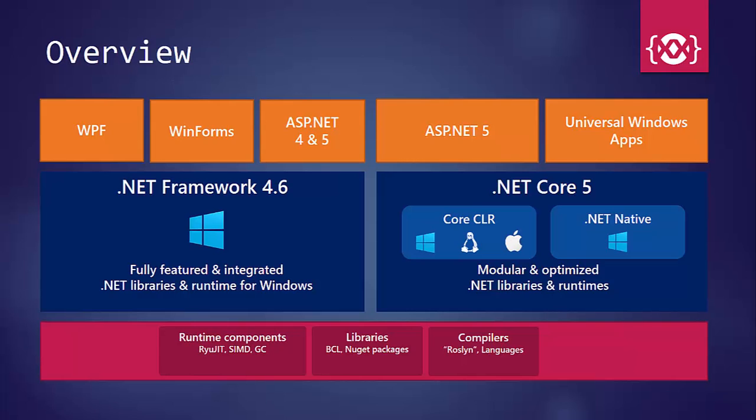But when we move our attention to the right, at .NET Core 5, we see a glimpse of what we can expect to come in the future. Currently, it supports two main components. The Core CLR, which runs on Windows, Linux, and Mac, and .NET Native, which currently just runs on Windows. So currently, the Core runtime is used for ASP.NET 5, and .NET Native runtime is used for universal Windows apps. The whole .NET Core framework is modular and optimized, and everything is delivered by NuGet.